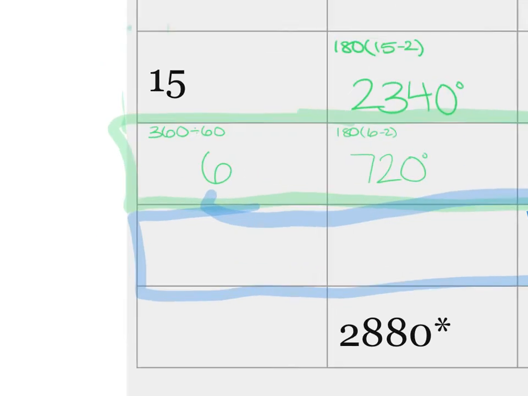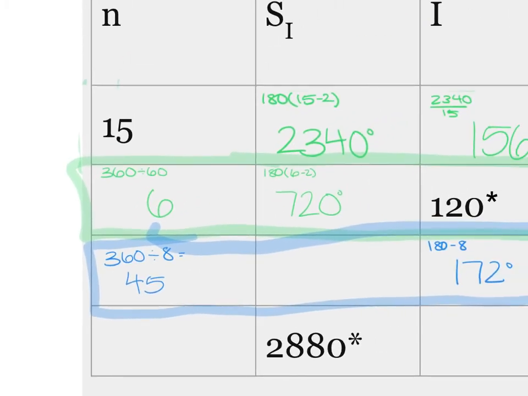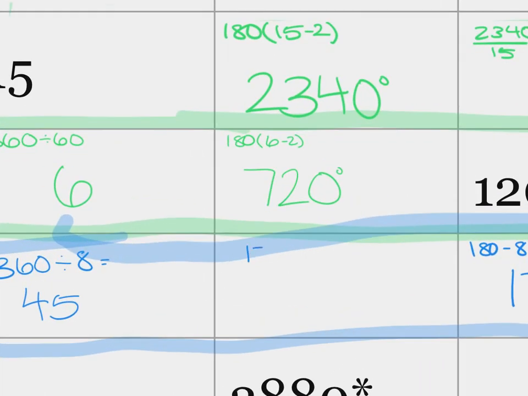I could also use my exterior angle. Do 360 divided by my exterior angle 8 will give me the number of sides. 360 divided by 8 is 45, so I have 45 sides. And now I could take 180 times 45 minus 2 to solve for my interior angles. I can also take one interior angle, 172, times 45. Either way, I get 7,740 degrees.